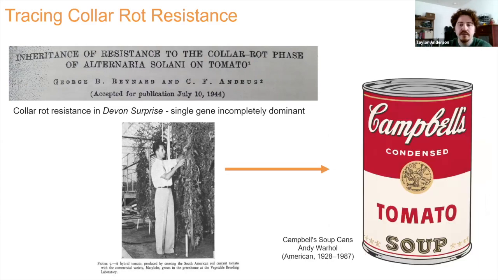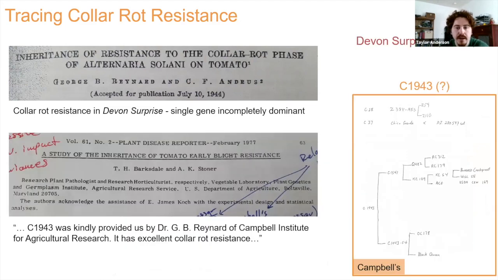Now, Dr. Renard eventually left the USDA to become a tomato breeder for Campbell's. And the story might have ended there, were it not for another important and more well-known early blight-resistant tomato called Campbell's 1943. Now, this tomato was described in a 1977 publication by Thomas Barksdale as having excellent early blight collar rot resistance. And Barksdale also writes that, quote, Campbell's 1943 was kindly provided us by Dr. George B. Renard of the Campbell Institute for Agricultural Research. So this suggests that Dr.